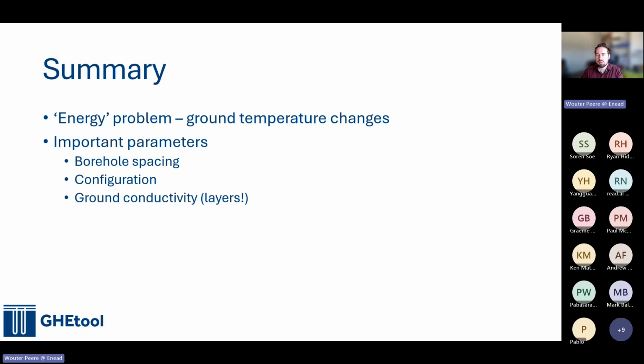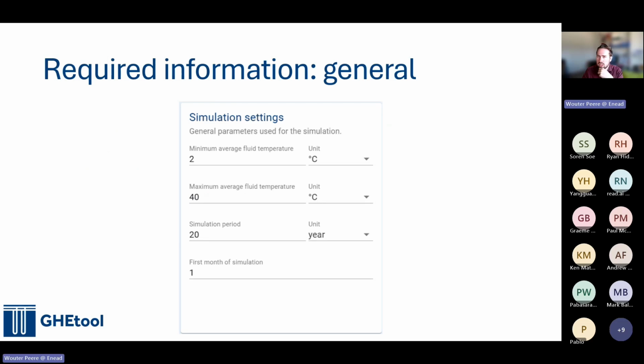So this was just very briefly what's behind these graphs and which parameters are important. Now I want to go over some print screens of our software to show you what information you need in order to make such a simulation, such a temperature profile. So we have some general simulation parameters. We need a minimum and a maximum fluid temperature, a simulation period, and also in which month we start the simulation. Because if you start in winter or you start in summer, that will give you another behavior.